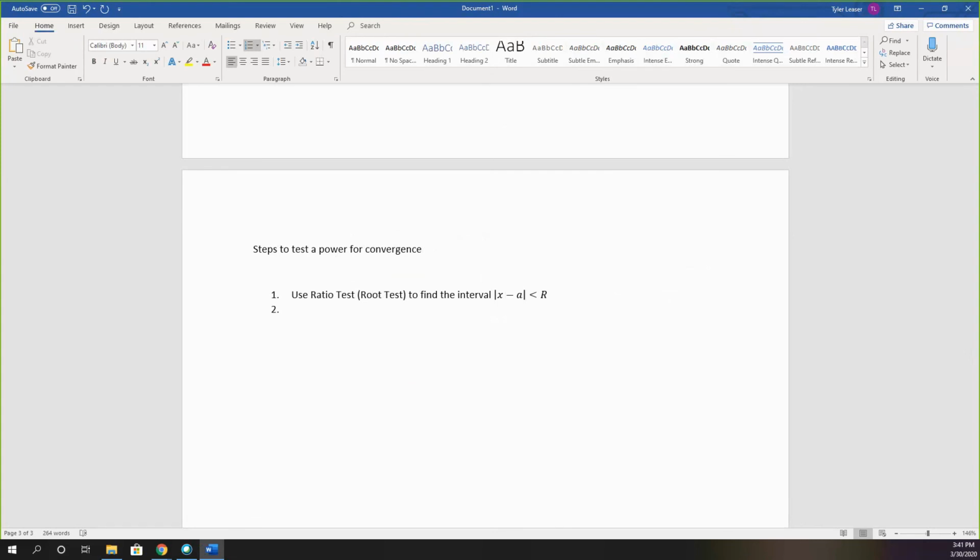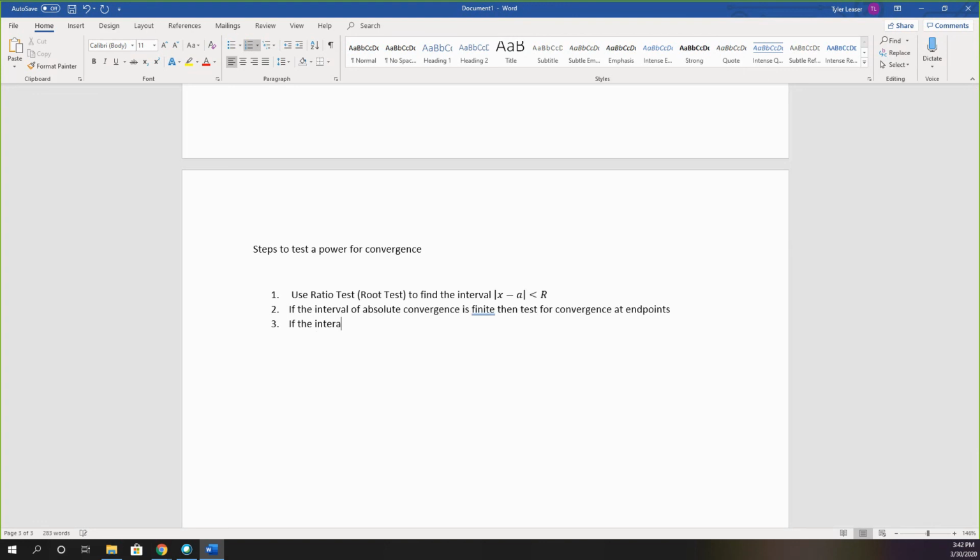The second thing that you want to do is, if the interval of absolute convergence that you found in the first part is finite, in other words, the R value that we found here is not infinity, then you want to test for convergence at the endpoints. Once you've tested both of the endpoints, you're ready to write it all out.